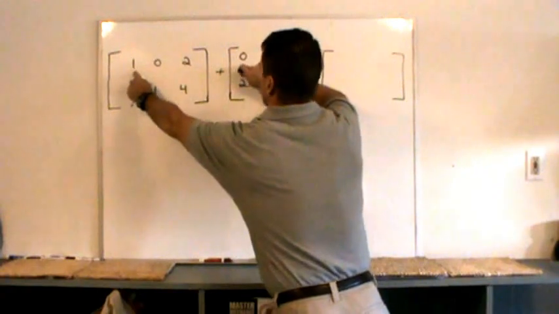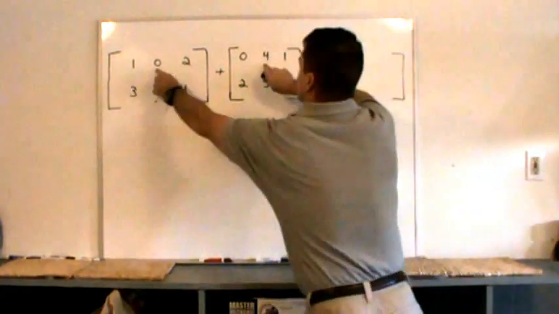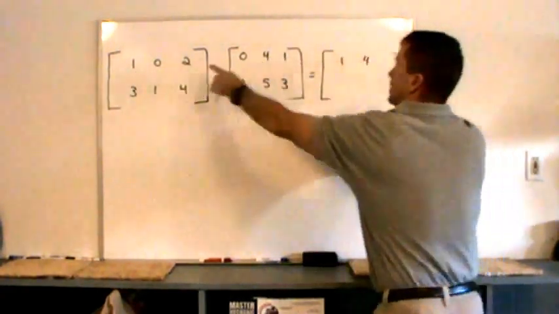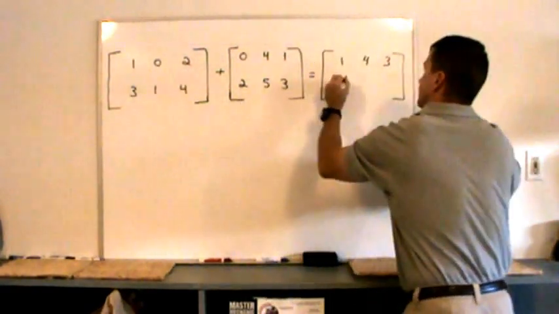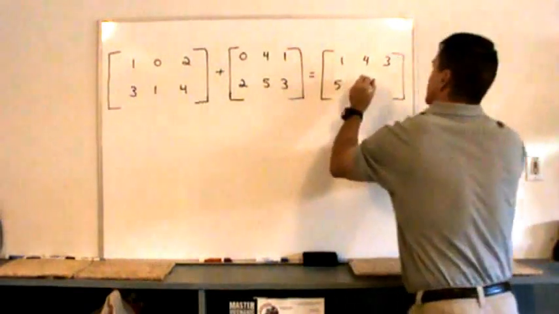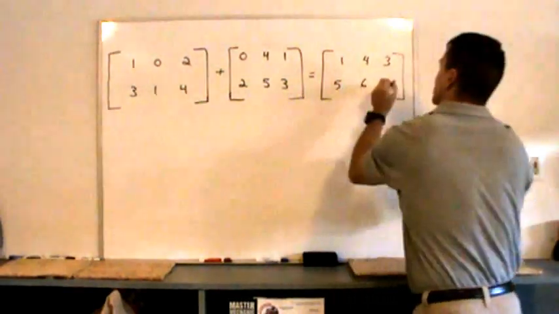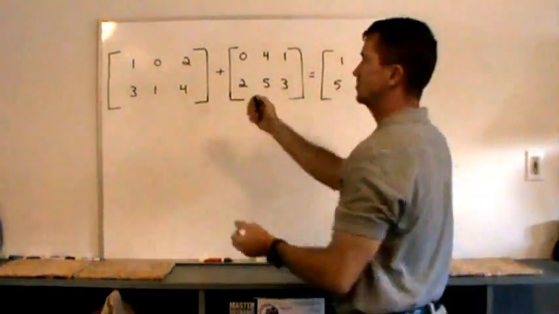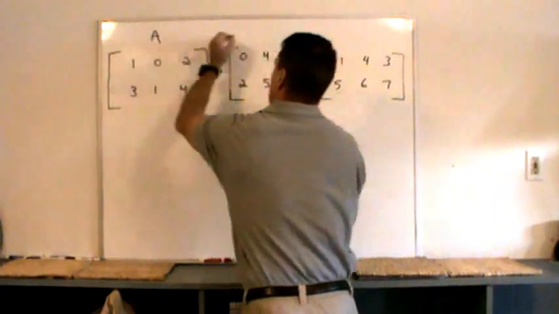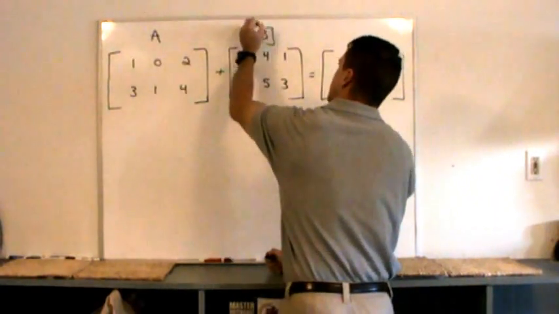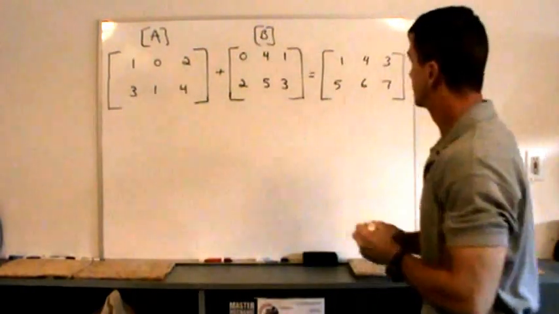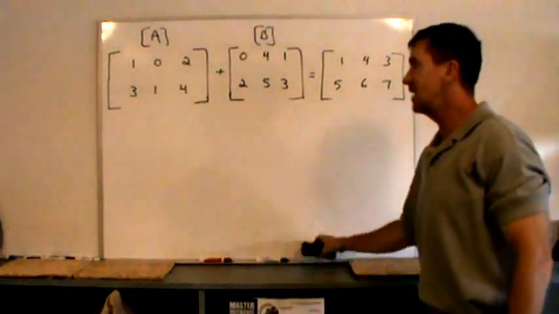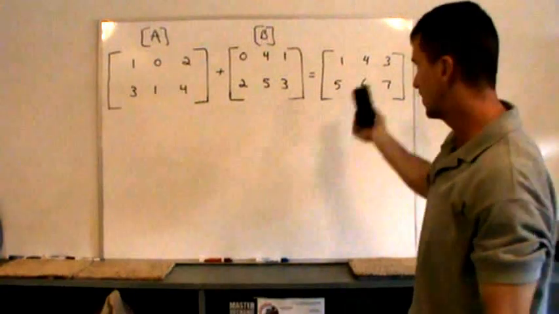See these, we get 1 plus 0, 1. 0 plus 4, 4. 2 plus 1, 3. 3 plus 2, 5. 1 plus 5, 6. 4 plus 3, 7. There we go. So if this was matrix A and this was matrix B, we've just found matrix A plus matrix B. Pretty simple. And if you subtracted two matrices, it'd be very similar.